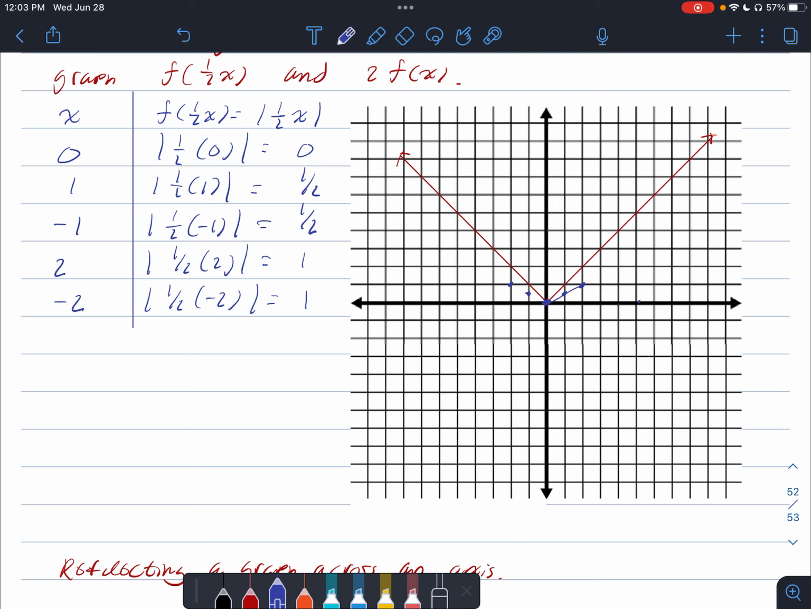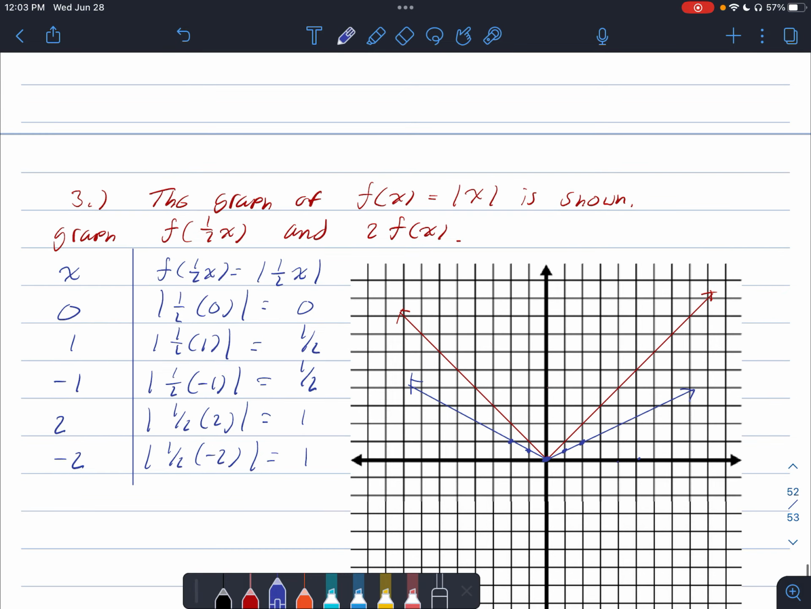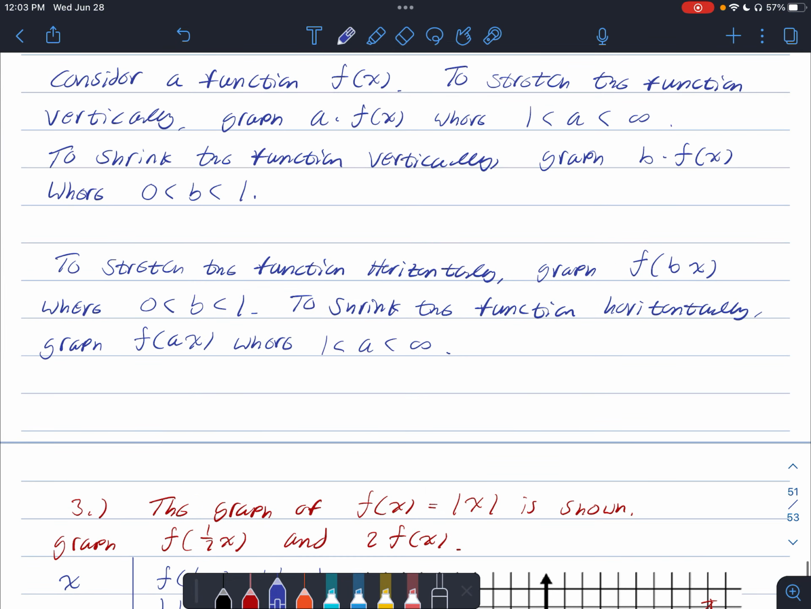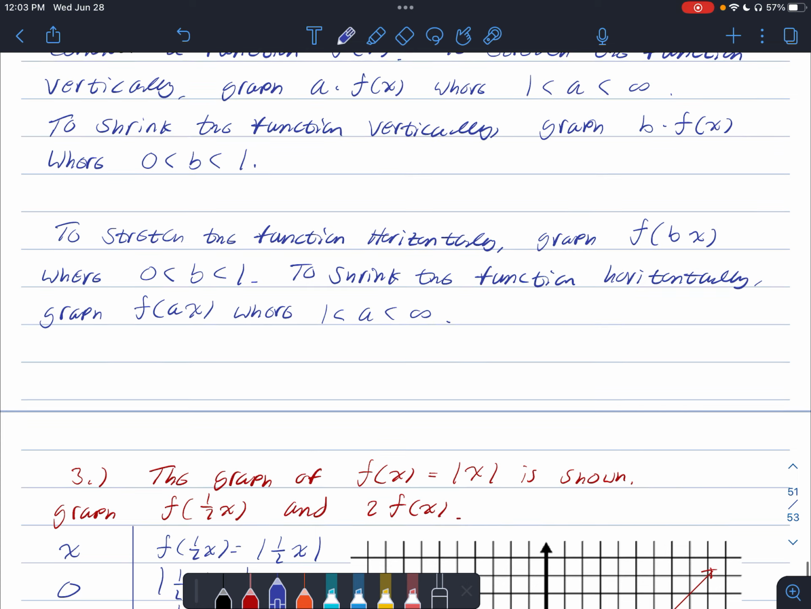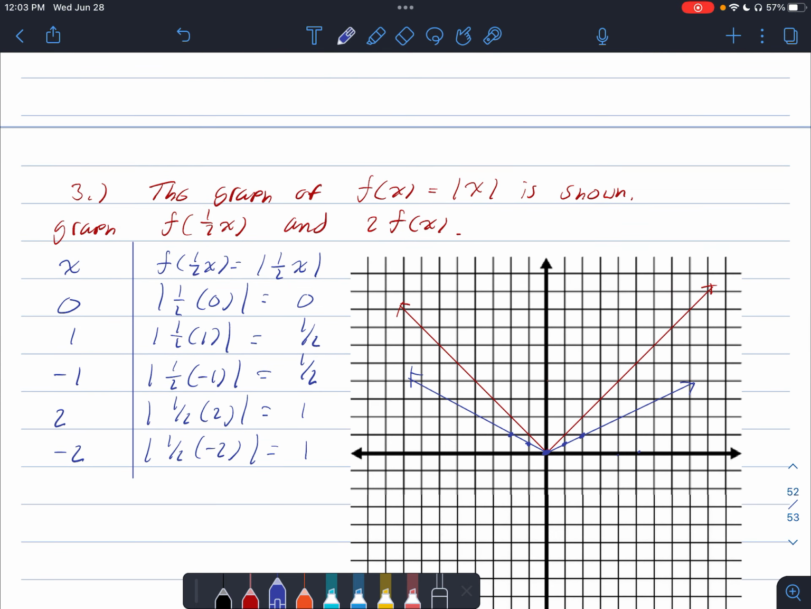If we connect the dots and draw our graph, it'll look a little bit like this. So we multiplied the inside of the function, we multiplied x by 1/2. Let's see if that checks out with our rules here. We wanted to shrink. This shows like we're shrinking the function vertically, kind of squishing it a little bit vertically.